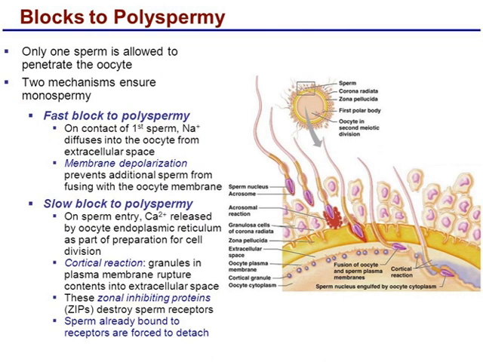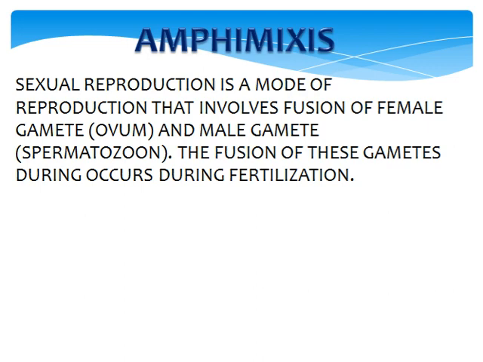Going to the next, or last, mechanism of fertilization, that is amphimixis. We all know sexual reproduction is a mode of reproduction that involves the fusion of the female gamete and the male gamete, and during fertilization, the fusion of these two gametes is commonly known as amphimixis. If you go into depth, amphimixis means the fusion between the male and female pronucleus.